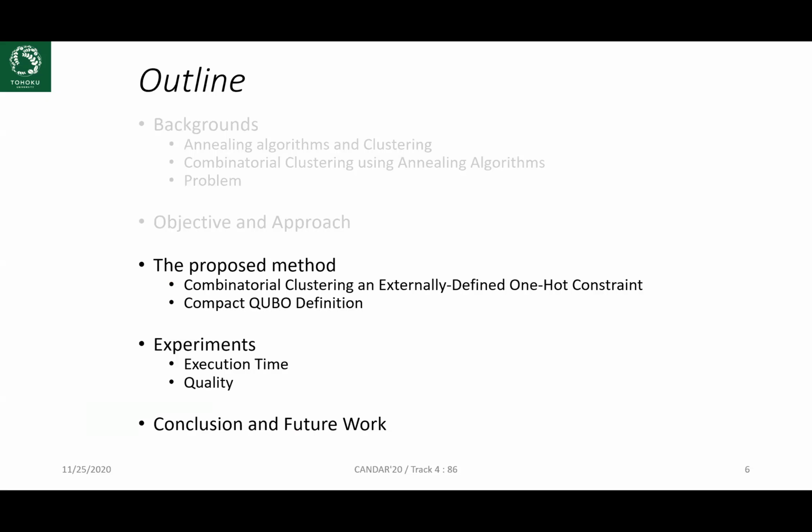I gave the background of the research. After that, I talked about the objectives of the research and the approach to achieve them. Next, I will explain the two proposed methods and show the results of our experiments. Finally, I would like to talk about conclusions and future work.